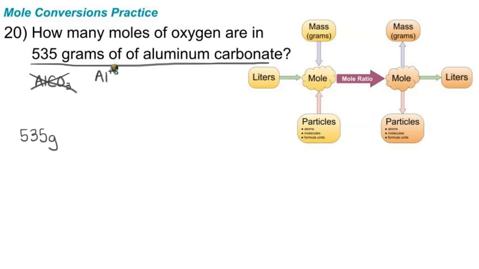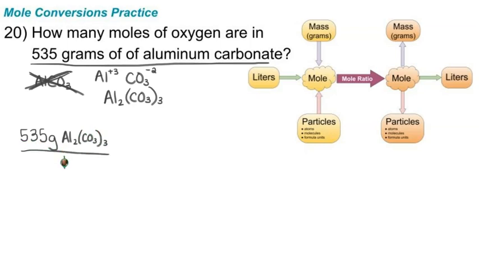Aluminum has a charge of +3 and carbonate has a charge of -2, meaning that our formula for aluminum carbonate is Al2(CO3)3, with a 3 outside the parentheses, which, as you can tell, probably has a much different molar mass than AlCO3, which is what you would have written if you forgot to crisscross. I'm going to cross that out there to remind us not to do that. So 535 grams of Al2(CO3)3. So there's my given value, unit and substance. I'll put that over 1.